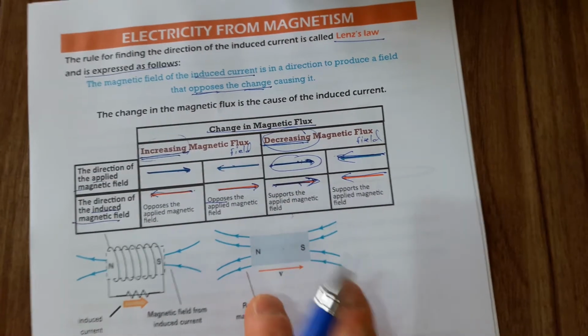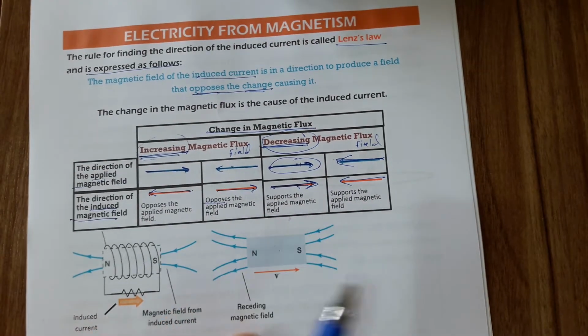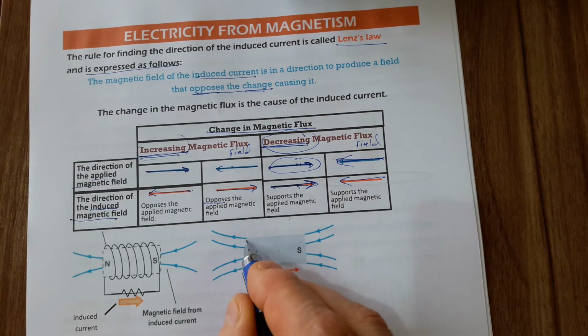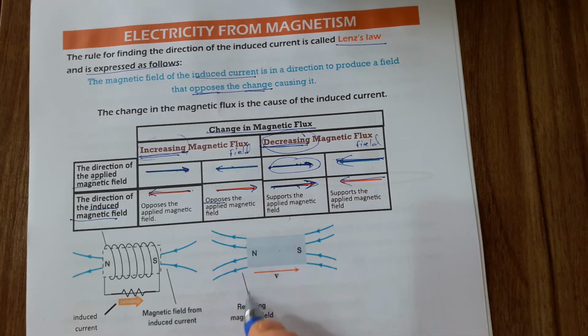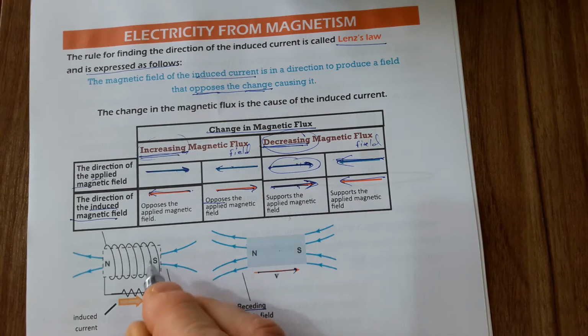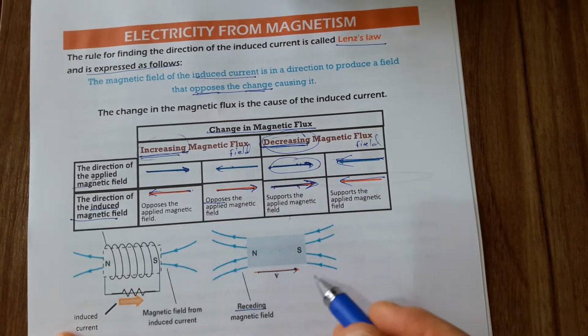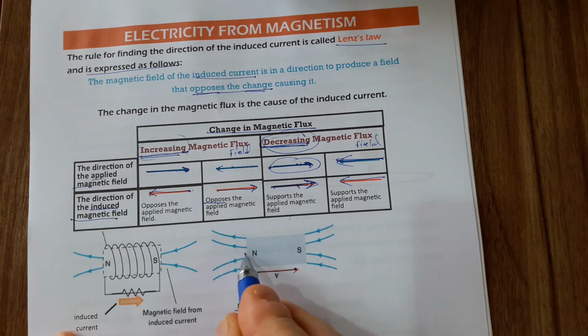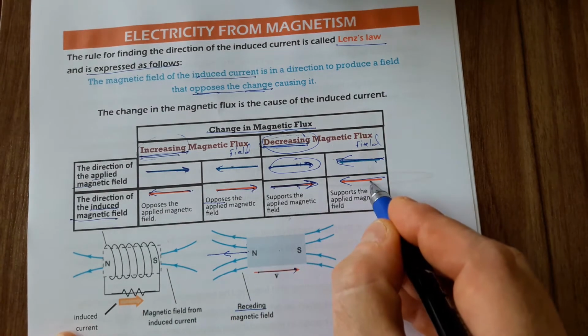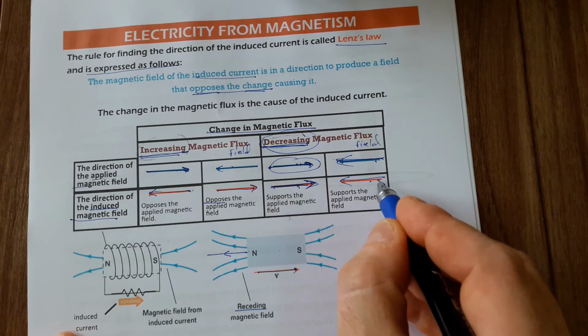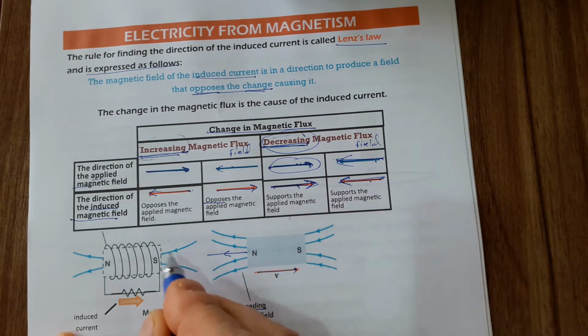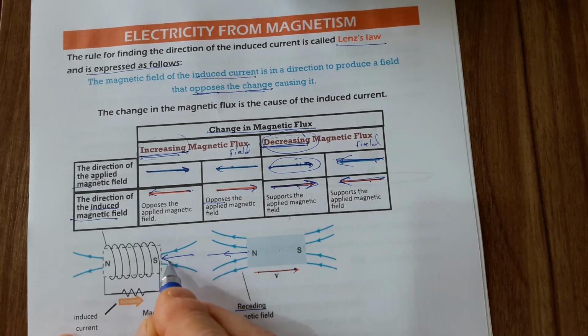Now let's apply this to this one. For example, permanent magnet is receding and moving away from the solenoid. In this case, magnetic flux on the solenoid will decrease. So we are going to choose this condition, decreasing magnetic flux. So what is the applied magnetic field direction? It is from right to left. In this situation, induced magnetic field also must be from right to left.